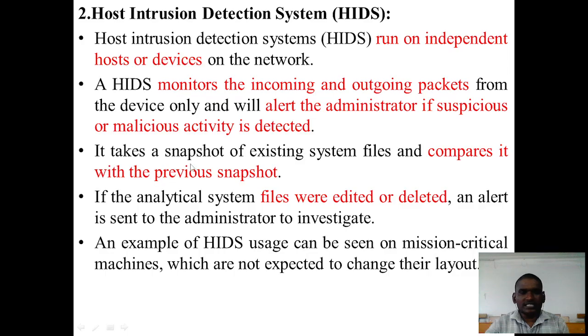Okay, it takes a snapshot of the existing file system files and compares it with the previous snapshot. So for any suspicious activities, it takes a snapshot, compares with the previous one, and identifies whether particular packets have any suspicious or malicious activities. If the analytical system files are edited or deleted, an alert is sent to the administrator to investigate. If any packet is deleted or edited, an alert message is sent to the HIDS. That's the host intrusion detection system. For example, HIDS can be seen on mission critical machines which are not expected to change their layout. That's an example of HIDS.